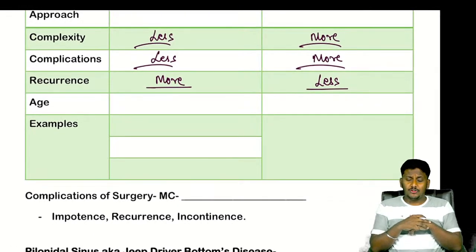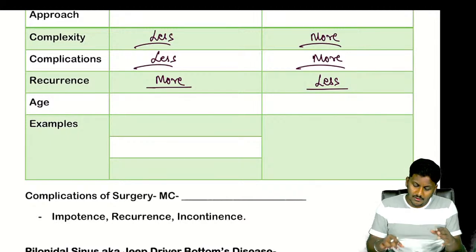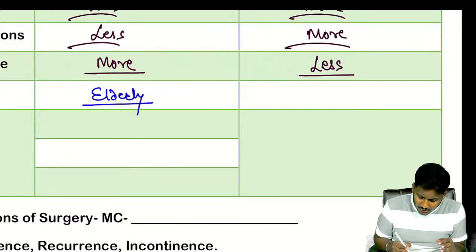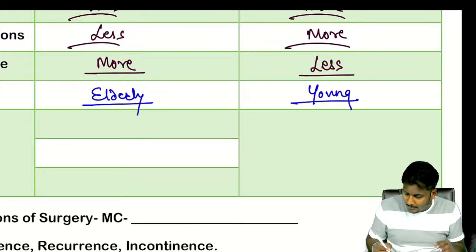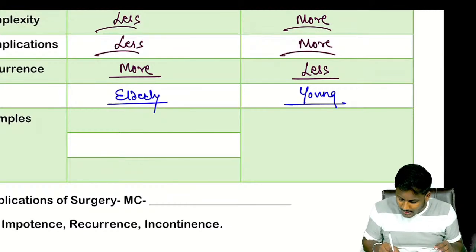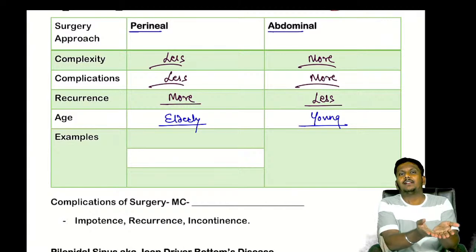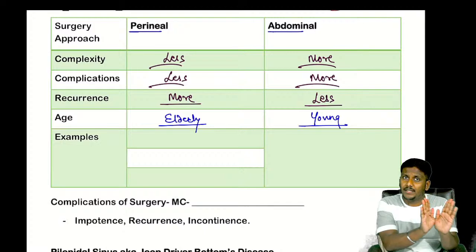If they ask you about the age group, now please remember, perineal approach surgery is usually preferred in elderly patients, whereas abdominal approach surgery is preferred in a young patient. You will be like, so why? Reason, perineal approach surgery, as I told you, is a less complex surgery. There will be less complications. We know already in elderly patients, they will be suffering from so many diseases. So that is the reason in elderly patients we want a less complex and a less complicated surgery.